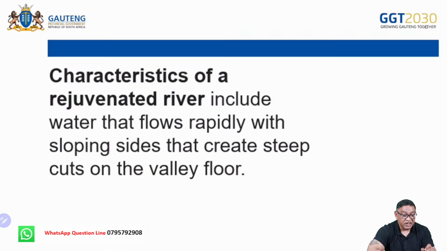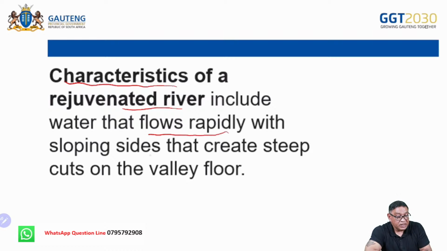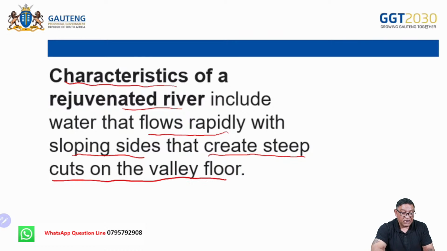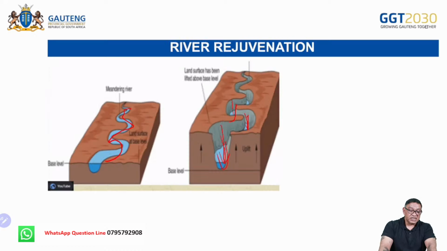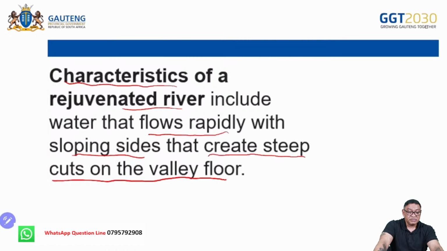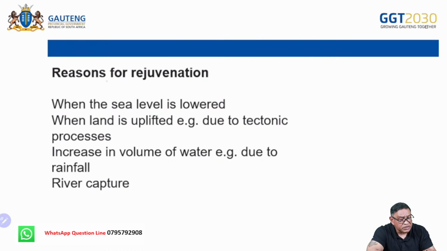Characteristics of a rejuvenated river. We need to know that. It includes water that flows rapidly, with sloping sides that create steep cuts into the river valley. That's what you've seen just now. Can you see it? It cuts into the river valley. And look at the sides that are steep. So it's actually vertical erosion that is happening. Vertical erosion is significant to understand river rejuvenation. So it includes water that flows quickly and rapidly with sloping sides that create steep cuts into the valley floor.